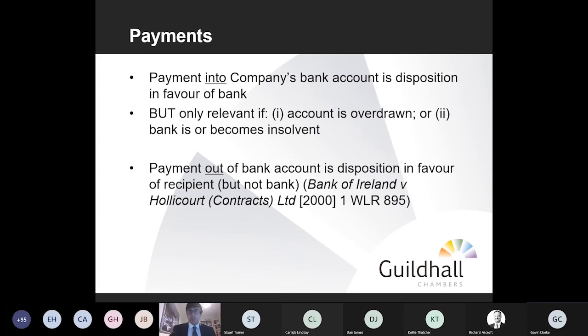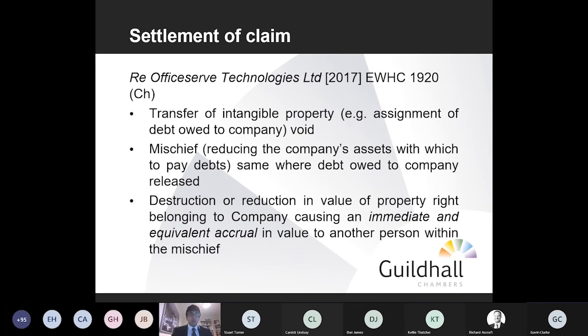The next thing I want to look at is settlement of claims, a slightly unusual one. And this was an issue that arose in the case that Ed and I were involved with, called Officeserve Technologies. In that case, the company had entered into a settlement agreement with one of its directors of potential misfeasance claims against the director after the presentation of a winding up petition. And the court was required to grapple with the question of whether, by entering into the settlement agreement, the company had in some way disposed of property.